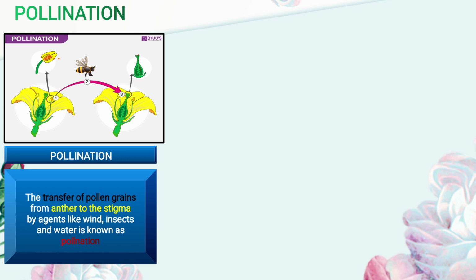Whatever vegetables and fruits we eat are the result of pollination only. When pollination happens, then only fertilization will take place, and when fertilization takes place, then only fruit will be formed. Inside the fruit, seed will be formed. We will eat the fruit part, we will throw away the seed part, and that seed will grow into a new plant. So pollination is very essential.